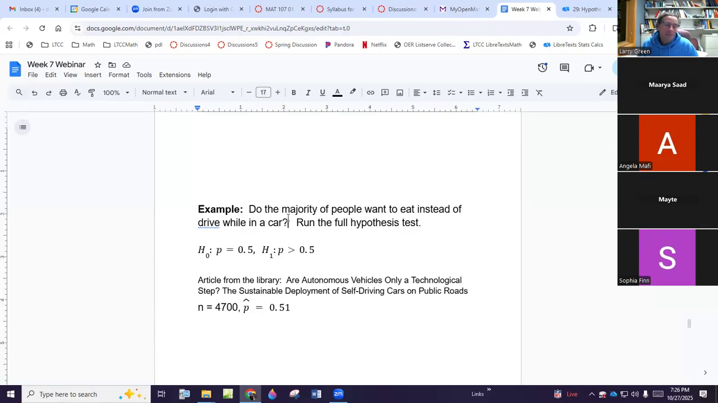Okay, so one of the things is you might want to ask, hey, do you want to eat? Maybe you want to look on your phone, because that's something you should never do when you're driving, but if you're in a self-driving car, it's fine.